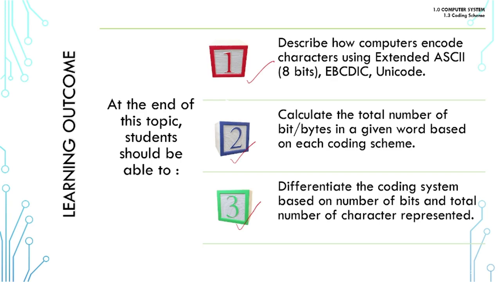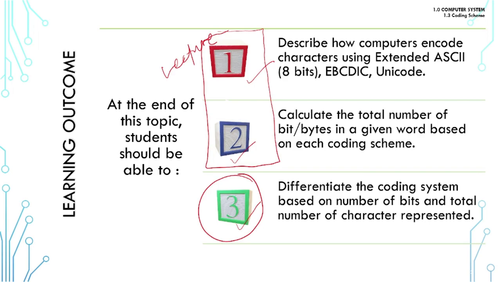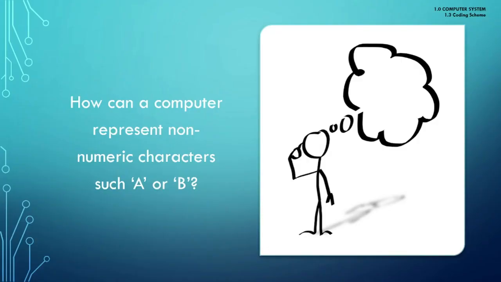For the first two learning outcomes, we will discuss in lecture class. And for the last learning outcome, we will discuss in tutorial class. So, what is an information coding scheme? Look at here. How can a computer represent non-numeric characters such as A or B?